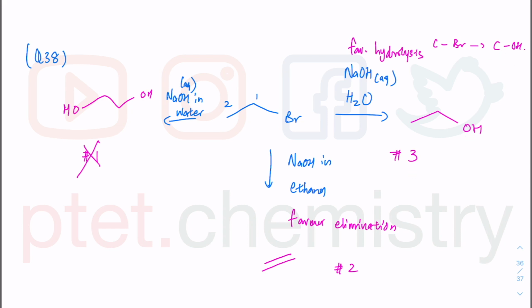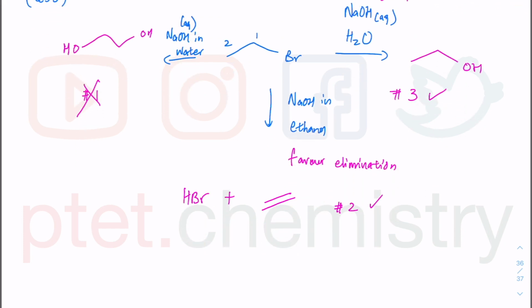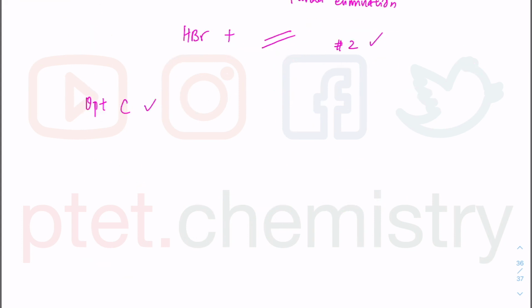So 2 and 3 are correct because 2 is part of the elimination product. You actually kick out HBr like that. So there's elimination. So 2 and 3 are correct. That is going to be option C. Okay. Question 39.